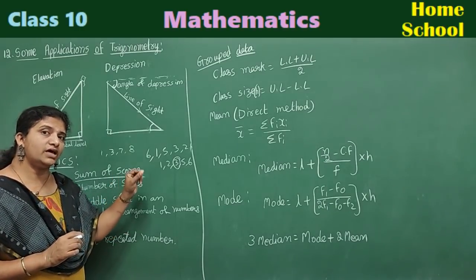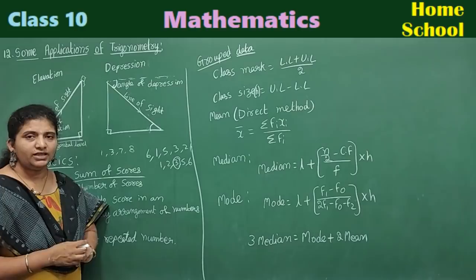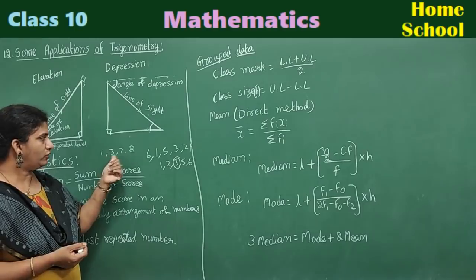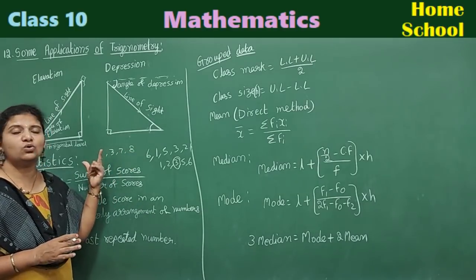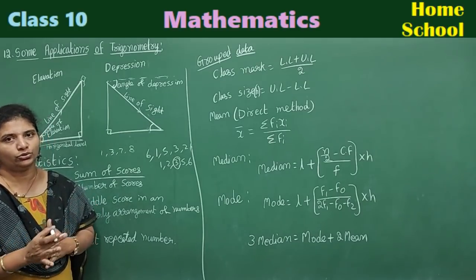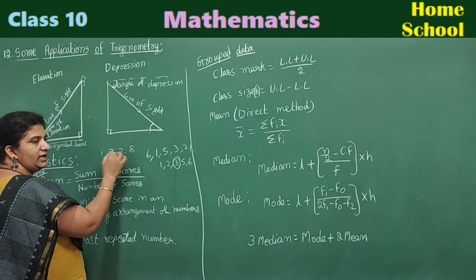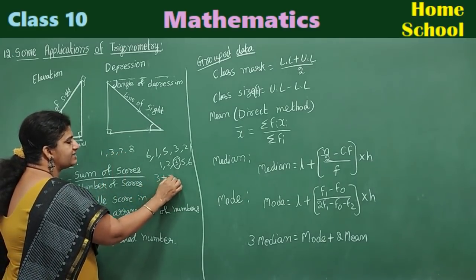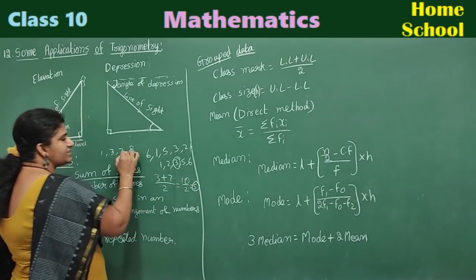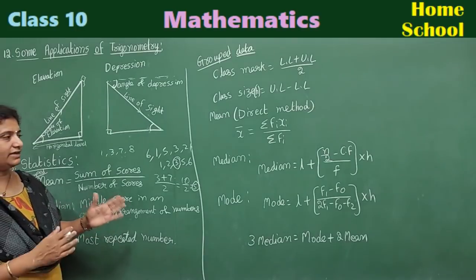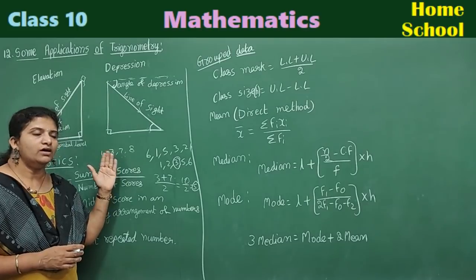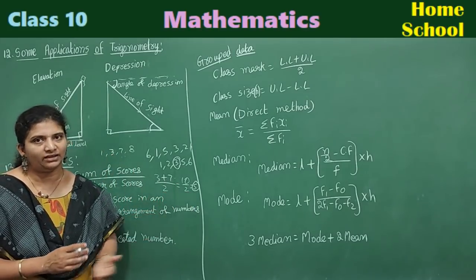Suppose the number of scores is odd, you can pick the middle one. Then what if the number of scores is even? If the scores are even, like 1, 3, 7, 8, what do you need to do? You need to add the middle 2 scores and divide by 2. That is your median. Look here, the middle 2 scores are 3 and 7. Add and divide by 2. 3 plus 7 is 10, 10 by 2 is 5. 5 is the median. Like this, if the scores are odd, directly the middle one is the median. If the scores are even, add the middle 2 scores and divide by 2, and you get the median.